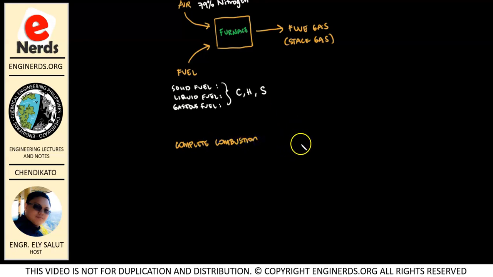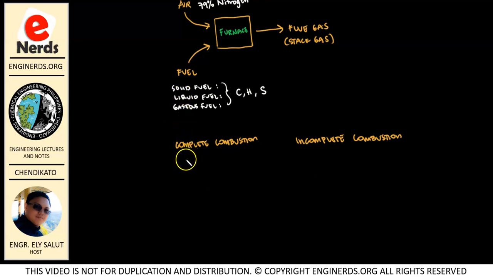And in here, we have incomplete combustion. So, sabi natin, carbon, hydrogen, and sulfur are all combustible material. So, para masabi natin that we have a complete combustion, itong lahat ng ating combustible material dito sa ating fuel has been gasified. So, what does it mean?